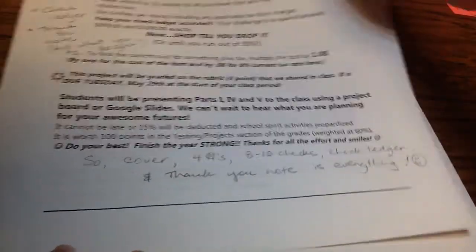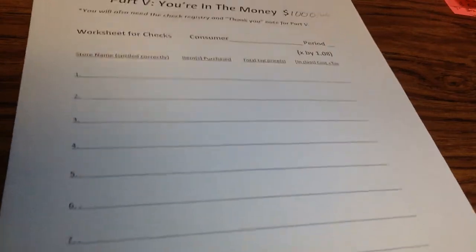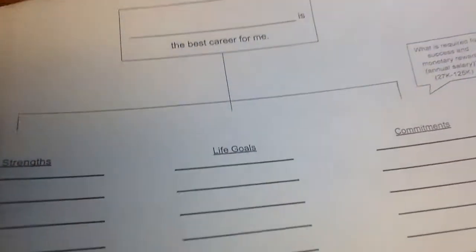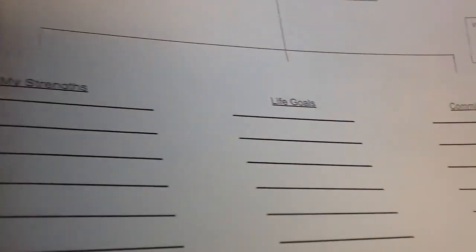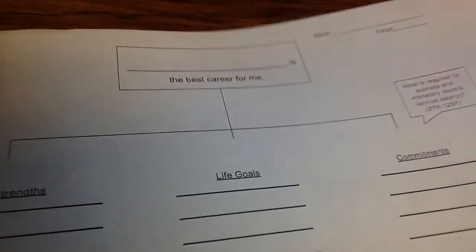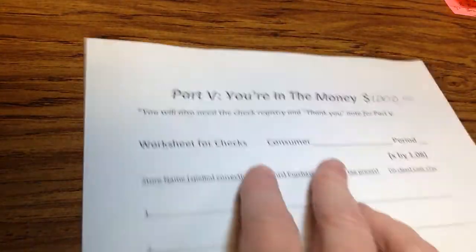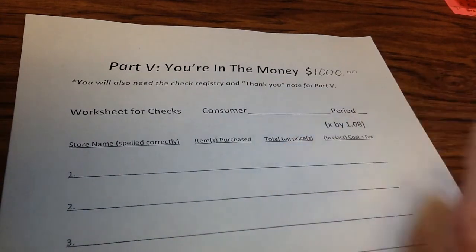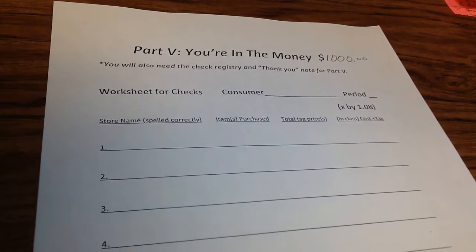Now let's talk about the checks. You were given a while back this part 5. It's on the back of where we did the best career for me, that had your strengths, your life goals, and your commitments for choosing your career. So you're getting to fake spend $1,000, and you wanted to come up with stores.